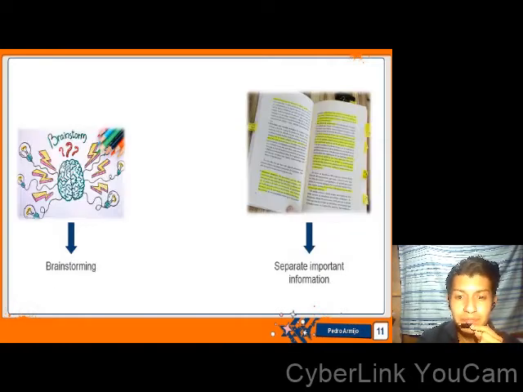Moreover, with the use of graphic organizers, students can develop deep cognitive skills such as brainstorming, organizing, and prioritizing content. This empowers students to separate the most important information from the non-important information.